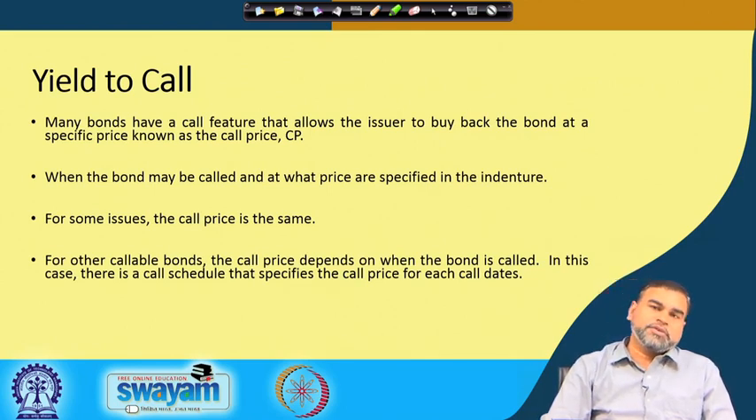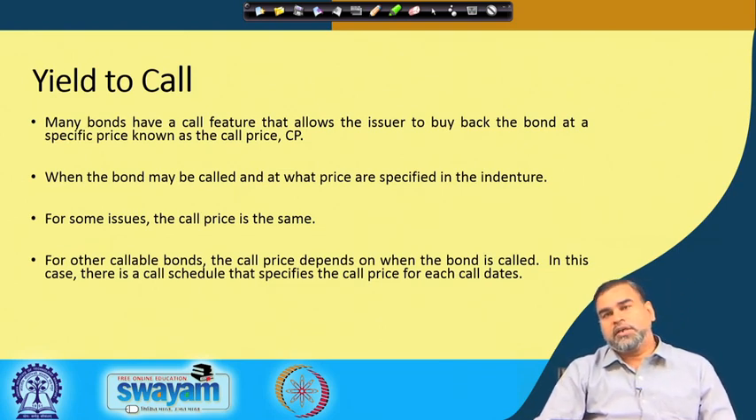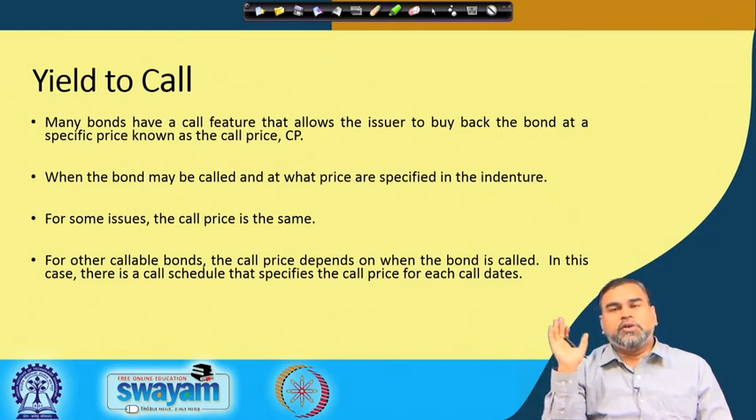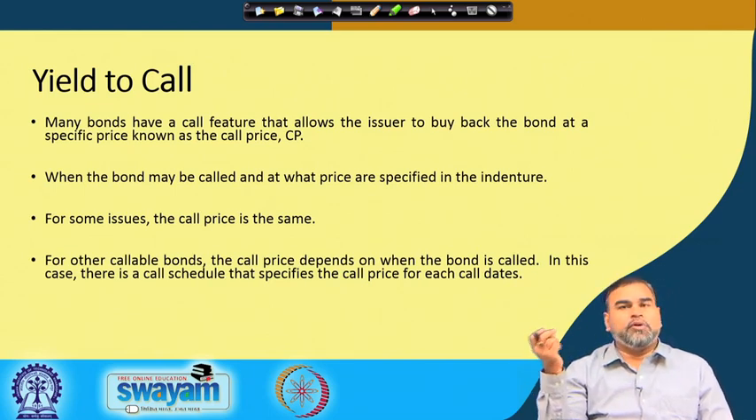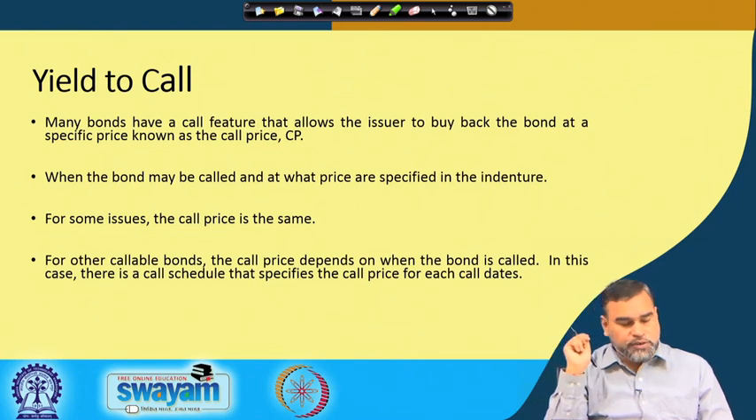The call price may be the same for all call dates, or maybe there are later calls after 3 years. It can be called on this date, and if it is not called by then, another call date will be there. Let there be a series of call dates; for each call date, the particular price of the bond is fixed by the issuer. So either the price may be the same for all the call dates, or the price may be different for the different call dates.